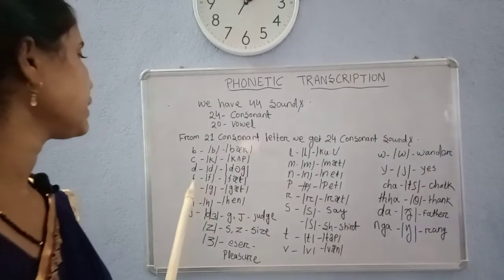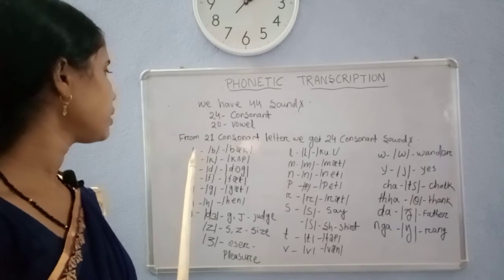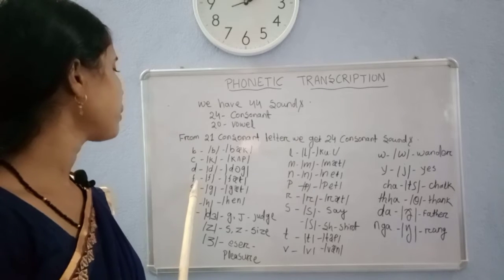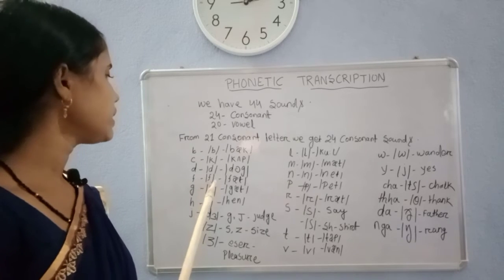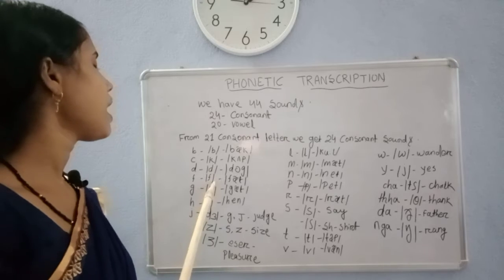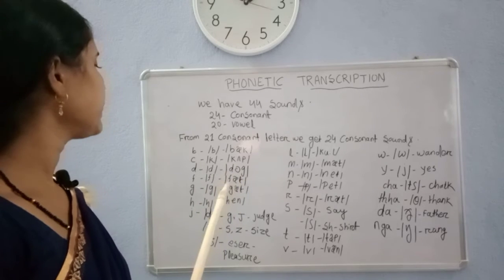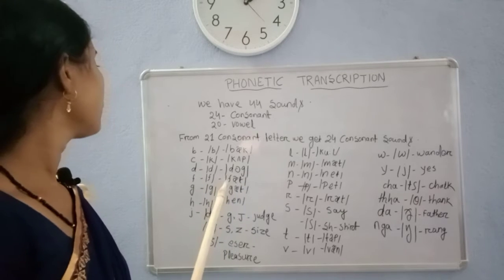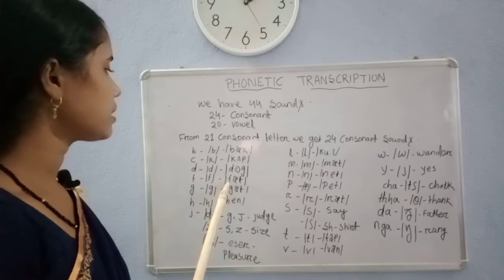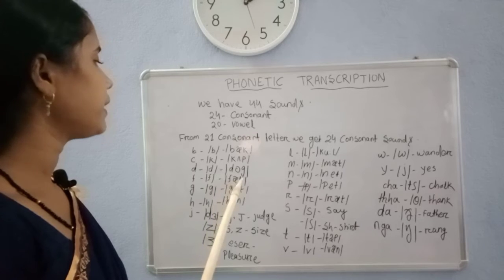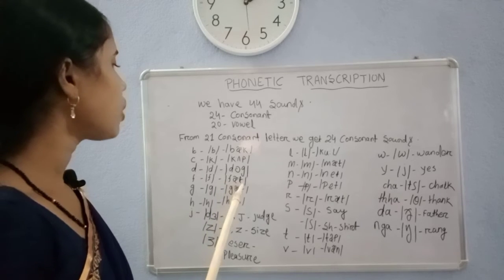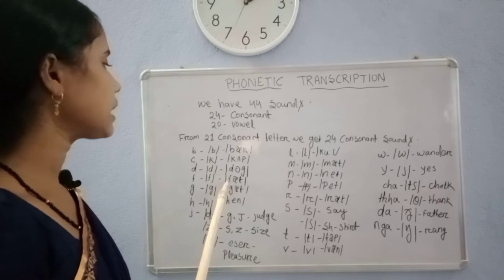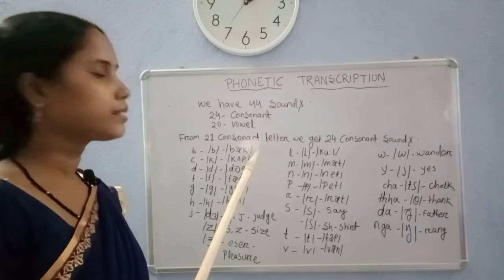Then come to the next letter, that is F. After B, C, D, then the F consonant letter, and for the F letter the sound is the F sound, as in fat, F-A-T, fat. For F, its sound is F, then A, then T. F sound, A sound, and T sound. This is the transcription of the word fat.